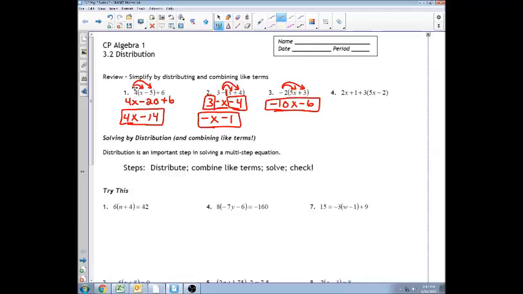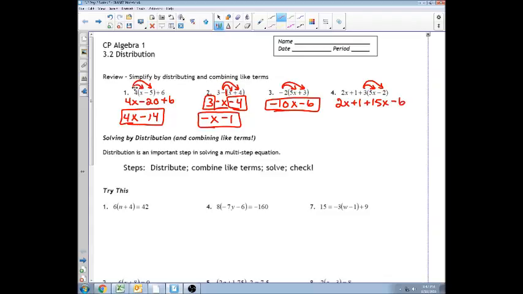Number 4 is a bit trickier. I have 2x plus 1 plus 3 times the quantity 5x minus 2. First step for order of operations is to check inside the parentheses. 5x minus 2 will not combine. So I need to distribute my 3 times my 5x and my 3 times my negative 2. I'm going to go ahead and leave my 2x plus 1 out front. 3 times 5x is 15x. 3 times negative 2 is negative 6.